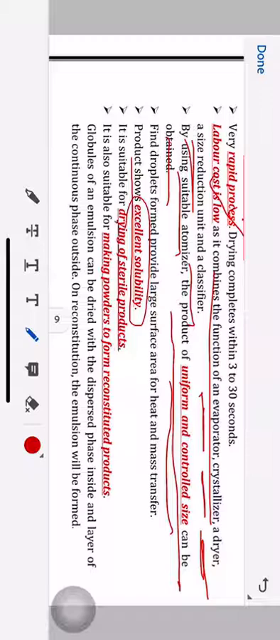Then yes, drying of sterile products. Again, you have to remember this, drying of sterile products. The question is asked: explain the equipments which are used for the production of sterile materials. So you have to list out all the equipments and then explain any one. Then the last is making powders to form reconstituted products. Now, what are these reconstituted products?